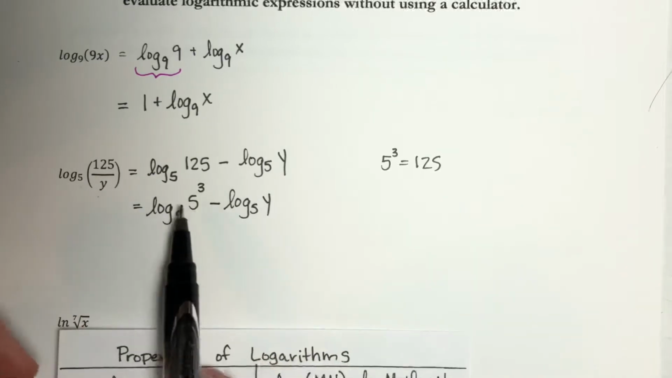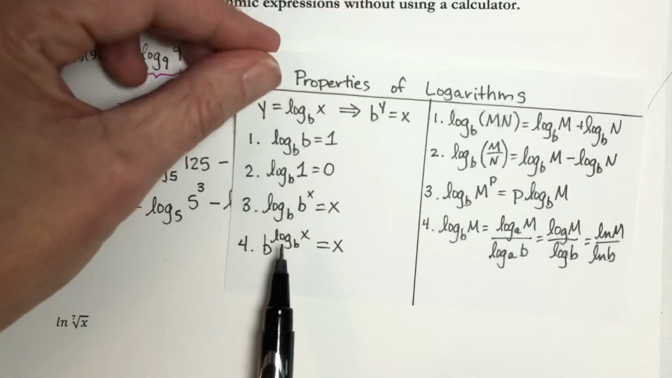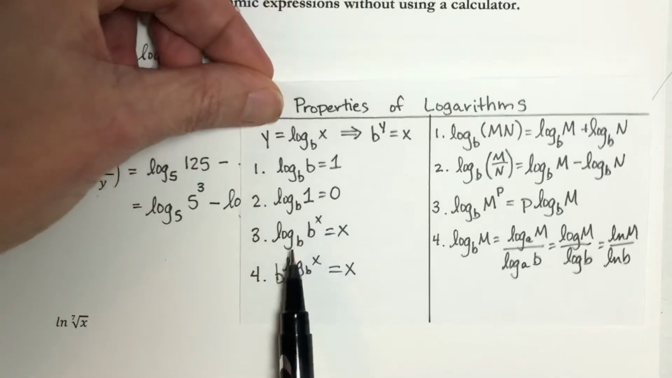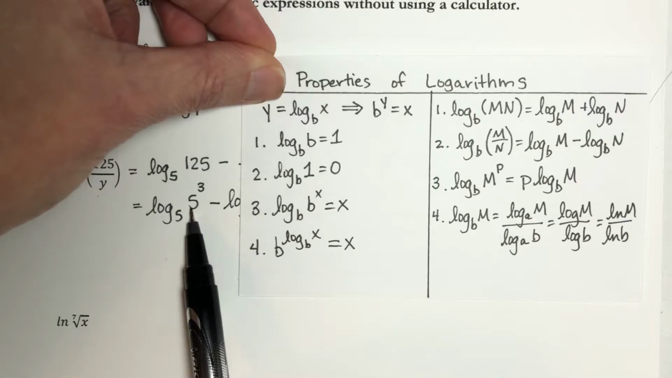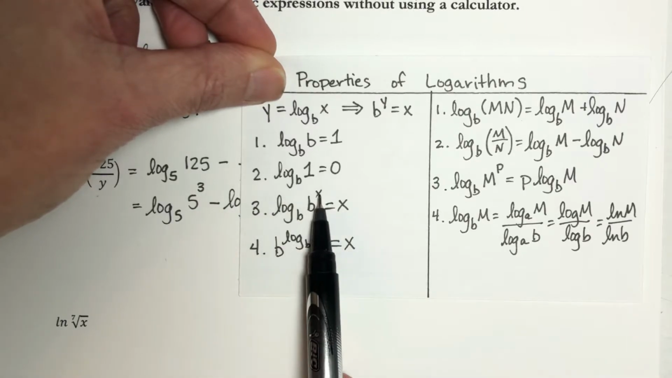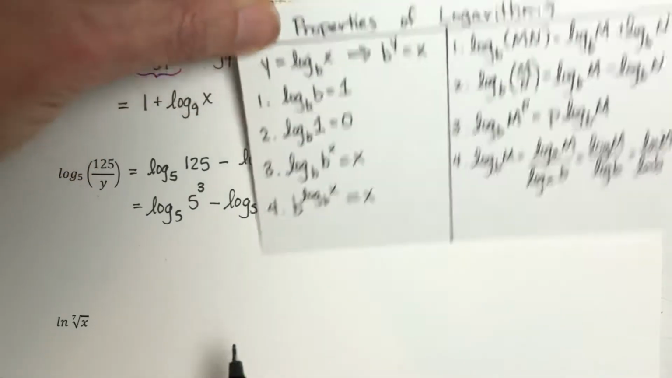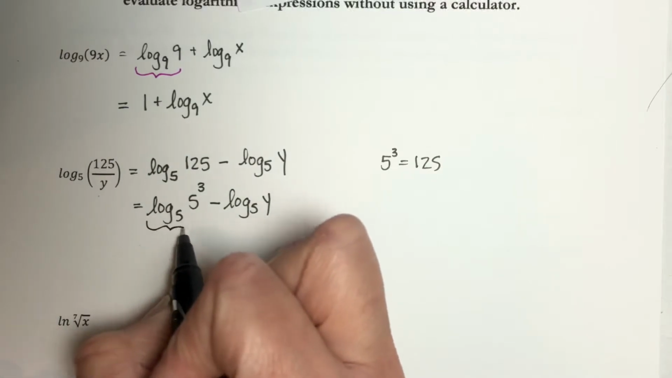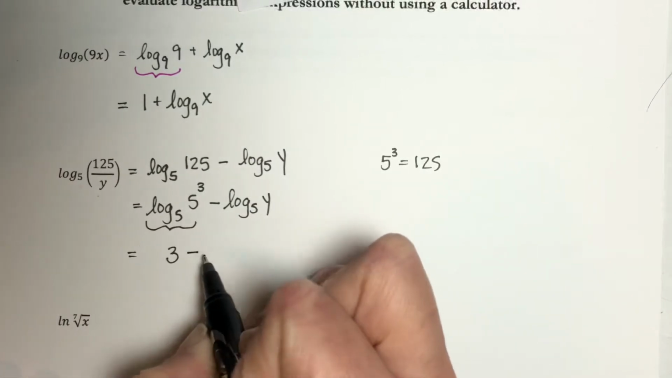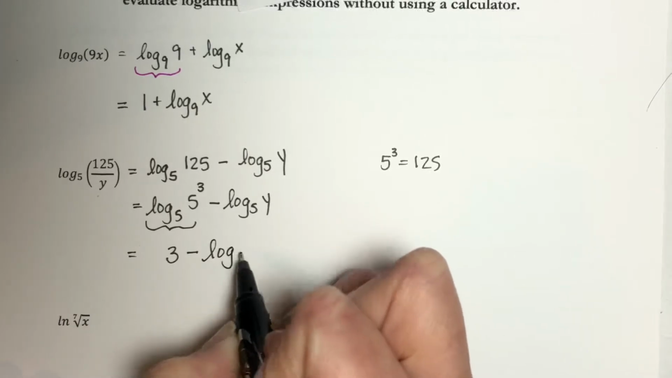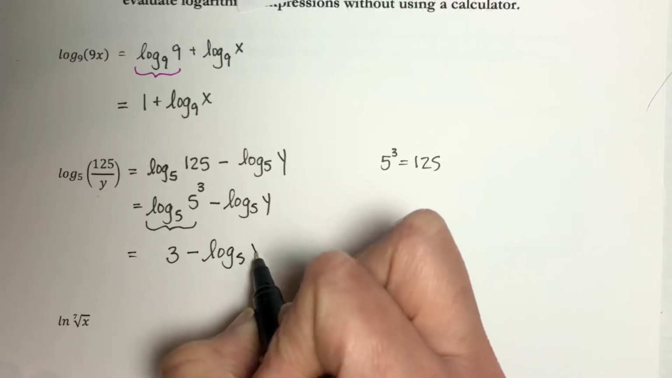Okay, so what I have right here is this situation. I have the same base here and here raised to an exponent, and this says it just equals that exponent. So this part right here is 3. So I have 3 minus log base 5 of y.